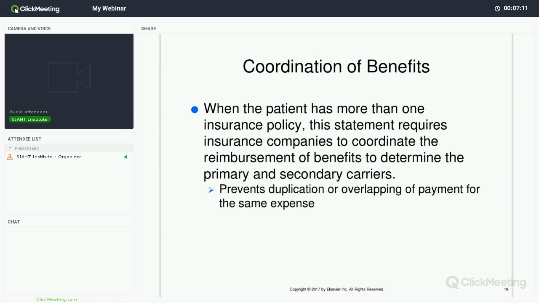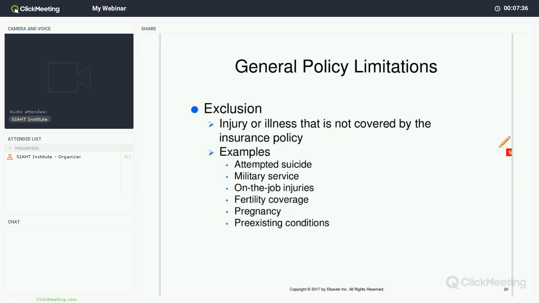When the patient has more than one insurance, then the insurance company needs to coordinate the reimbursement. So that means depending on what is the primary and what is the secondary, the patient then needs to see what needs to be paid by the primary and what needs to be paid by the secondary insurance. This is so that there is no duplication or overpaying or lapping of payments.